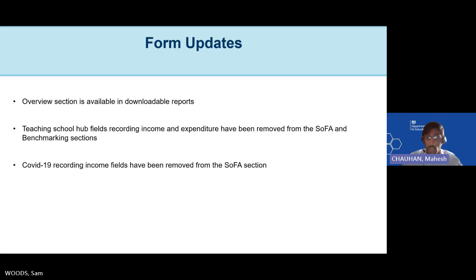The other changes are due to changes in reporting requirements. So the first of which is the fields for recording the Teaching School Hub income and expenditure and the COVID-19 income have both been removed. So for Teaching School Hubs, this is going to impact upon the SOFA section, and the benchmarking section. And then for the COVID-19 income, this affects the SOFA section.